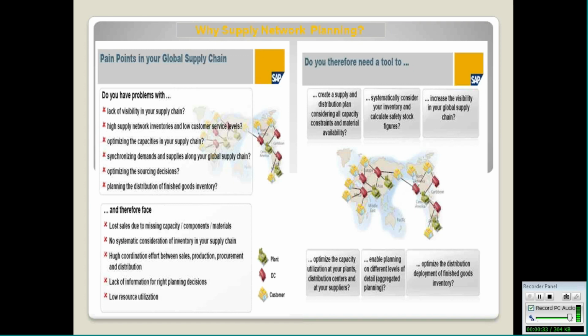Normally these are the supply chain pain points related to the SNP. If we have problems like this, the SNP tool will help you to solve these issues. For example, lack of visibility in the supply chain, more stockouts, low customer service level, and no optimization. Whatever these types of issues are, if we implement the SNP, it will solve them.